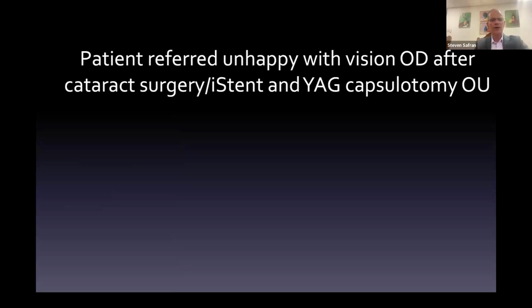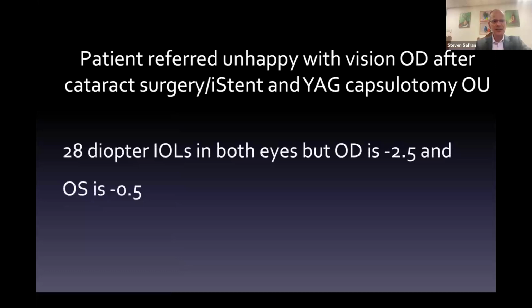This is a patient referred unhappy with vision, right eye, after cataract surgery with an eye stent and YAG capsulotomy. It has been done in both eyes. She has a 28 diopter lens in both eyes, but the right eye is minus 2.50 and the left eye is minus a half. There's this big refractive discrepancy.